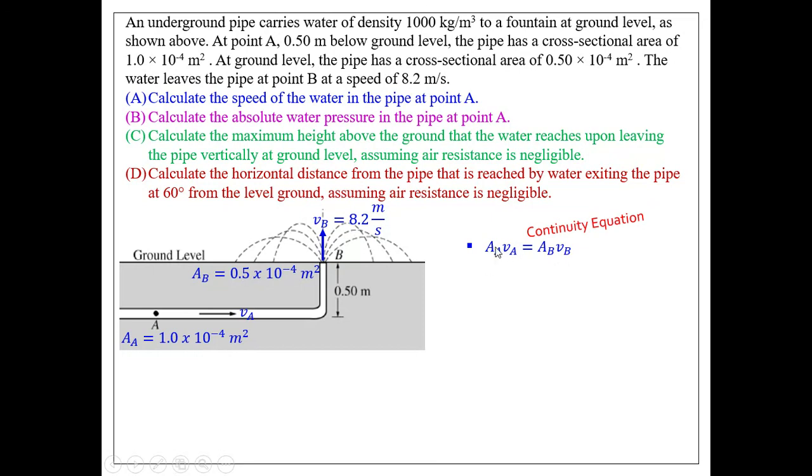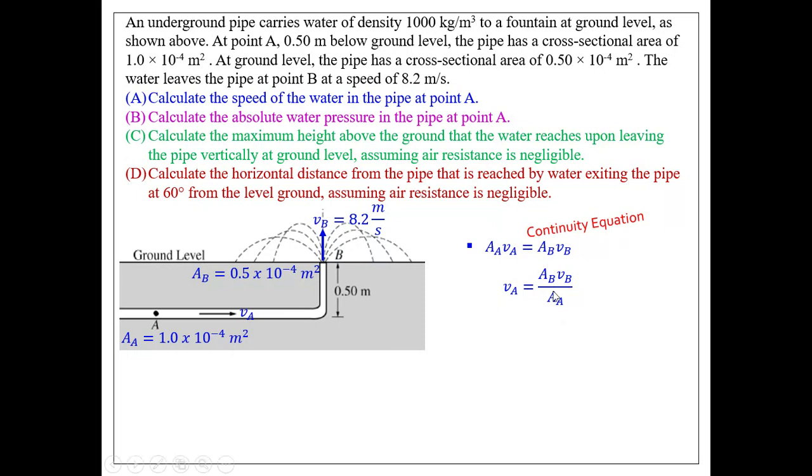However, we can just use the subscripts A and B based on the problem. So I'll do the cross-section area at point A times the speed at point A. That must equal the cross-section area at point B times the speed at point B, because it's pushing the same amount of mass through the pipe in a certain amount of time. In order to find the speed at point A, all we have to do is divide both sides by the cross-section area of point A.